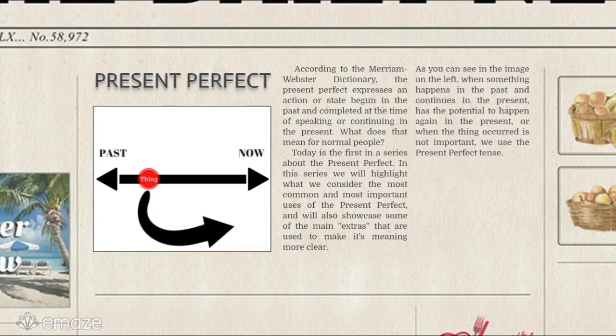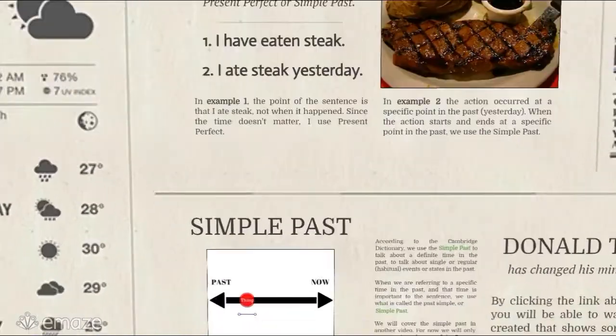Today is the first in a series about the present perfect. In this series, we're going to highlight what we consider the most common and most important uses of the present perfect, and we'll also show some of the main extras that are used to make its meaning more clear. As you can see in the image on the left, when something happens in the past and continues in the present, has the potential to happen again in the present, or when the thing occurred is not important, we use the present perfect tense. Today we're going to compare it to the simple past.